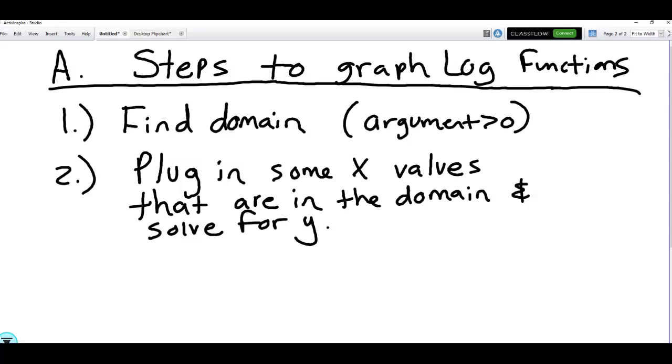Okay, so plug in some values of x that are actually in that domain and then solve for y. So you've got some points. We'll probably really only need about 2 points. You might want to make sure that they're spaced out though. Usually when we plug in points, if I give you an equation and say, let's plug in some numbers, like, okay, let's plug in 0, let's plug in 1, let's plug in 2. The problem with logarithms is that they grow very, very slowly.